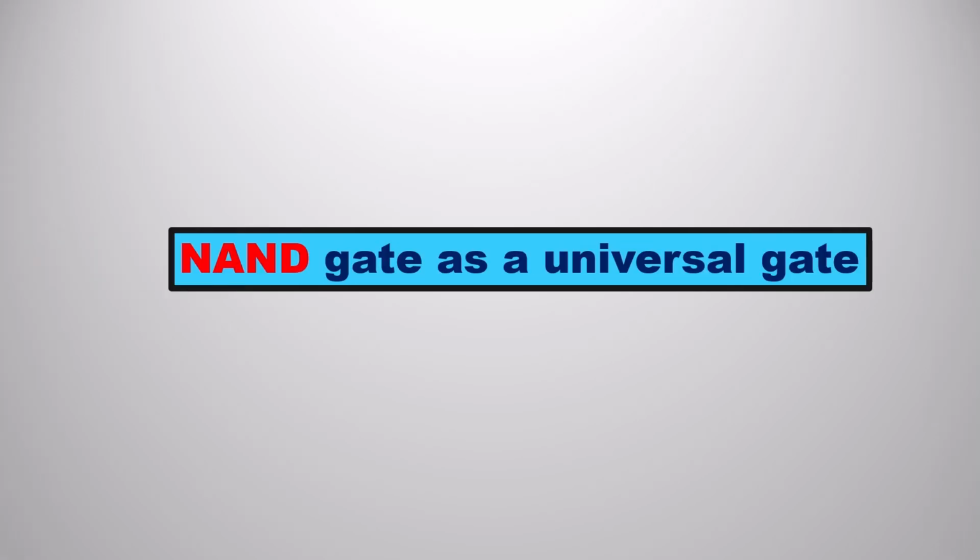In this video, we are going to learn about the NAND gate and how it works as a universal gate. I will show you how to implement the other 6 gates with the help of the NAND gate. So that includes AND, OR, NOT, NOR, XOR and XNOR gates.